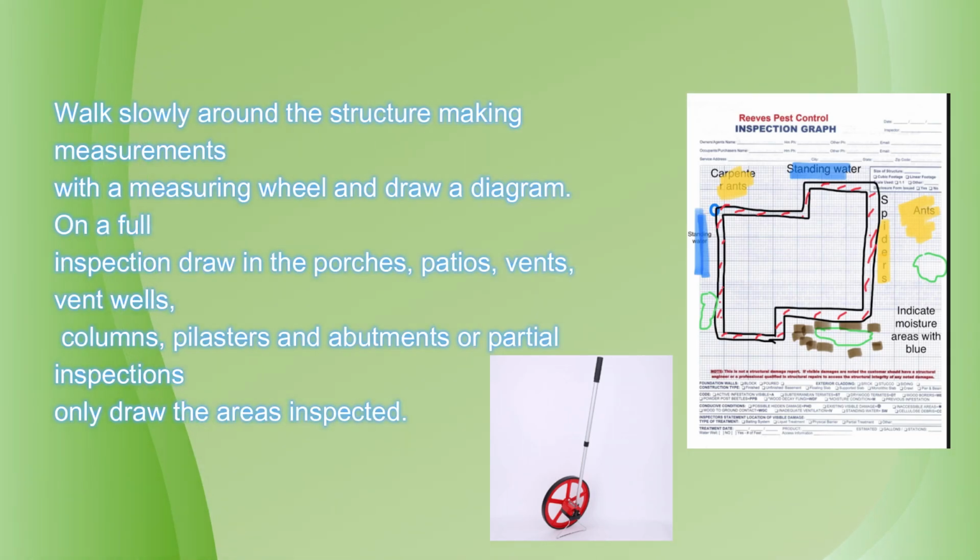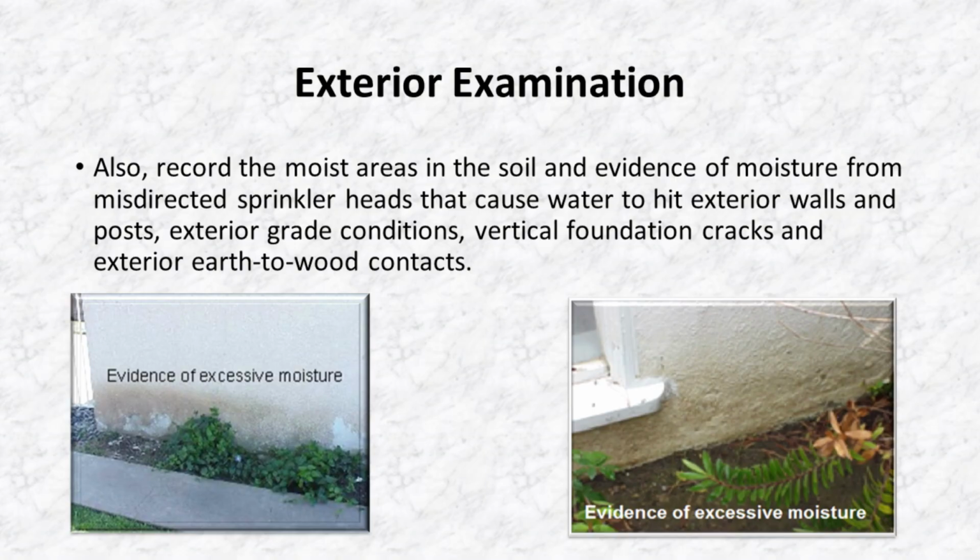Walk slowly around the structure, making measurements with a measuring wheel, and draw a diagram. On a full inspection, draw in the porches, patios, vents, vent wells, columns, pilasters, and abutments. For partial inspections, only draw the areas inspected. Exterior examination. Also, record the moist areas in the soil and evidence of moisture from misdirected sprinkler heads that cause water to hit exterior walls and posts, exterior grade conditions, vertical foundation cracks, and exterior earth-to-wood contacts.